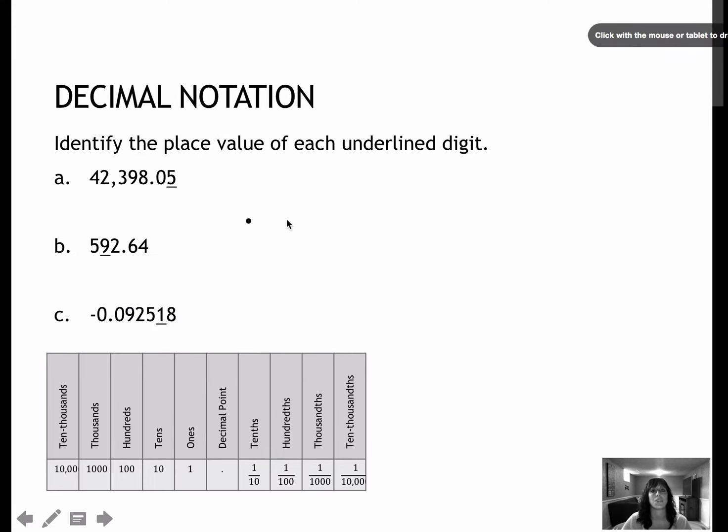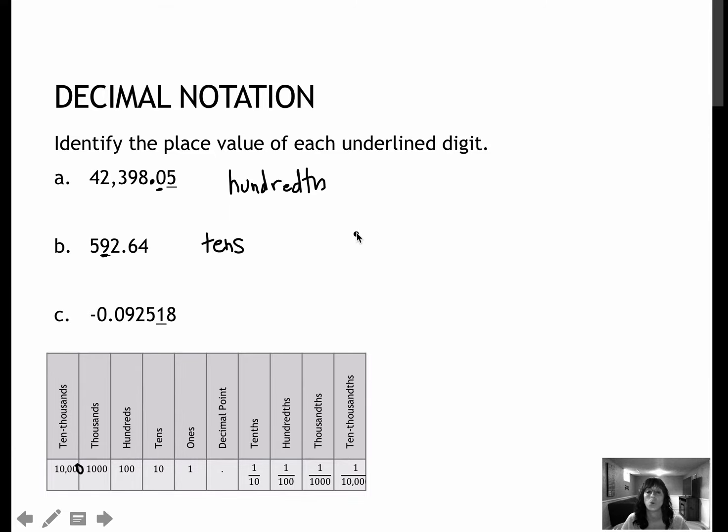The first thing we're going to do is identify the place value. And so I've included the table as a reference. It looks like I lost a 0 there on my 10,000s. Identify the place value of each underlined digit. So we're always going to start at the decimal and then move left or right from there. On our first question, we've got our tenths and our hundredths. So 5 is in the hundredths place. In 592.64, the 9 would be in the tens place. No THS because it's a whole number.